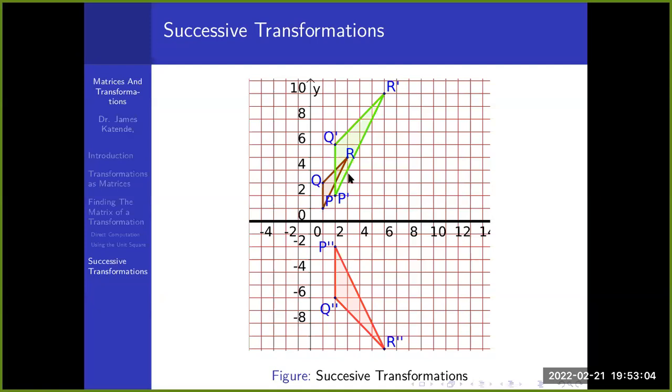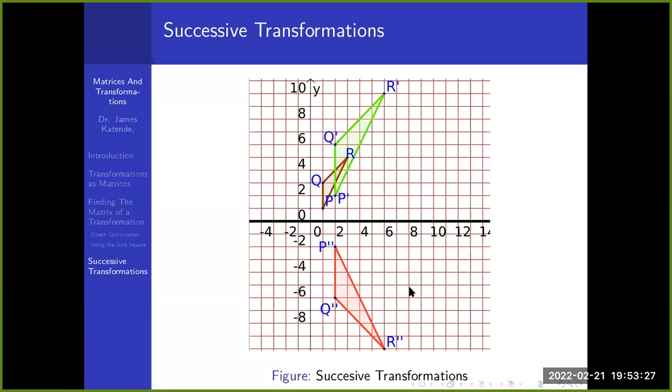So the original triangle is this small one. I hope you can see this PQR, the brown one here. So after T acts, this is what you get. The green triangle is your intermediate image. Then S will act on this intermediate image, and we get the final image at the bottom.